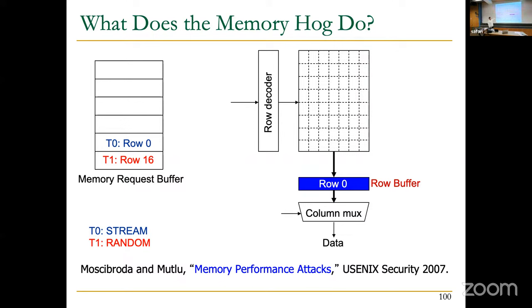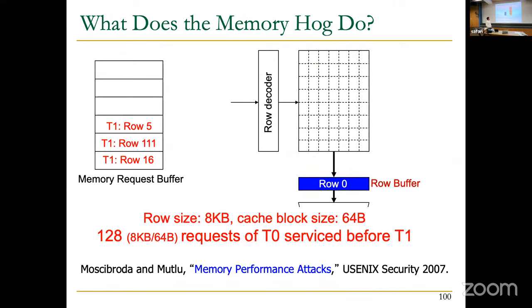It will schedule T0 because it's a row hit. And then we will have another request injected, but at the same time, a request from T0 comes again. It gets prioritized because it's a row hit. The story goes on, and we just keep scheduling T0's requests, and T1 gets starved. This explains the unfair slowdown on random. This process continues until T0 exhausts the row buffer.